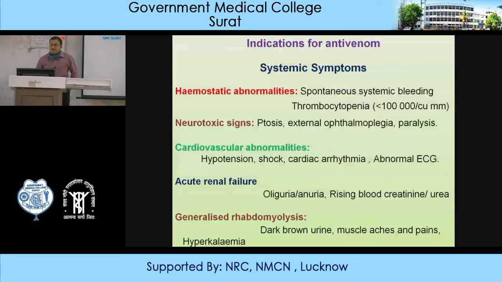Now, indications for antivenom, that is, how to decide whether antivenom is required or not. Hemostatic abnormality, spontaneous systemic bleeding, thrombocytopenia; neurotoxic signs, ptosis, external ophthalmoplegia, paralysis; cardiovascular abnormality, hypotension, shock, cardiac arrhythmia, abnormal ECG; acute renal failure, oliguria, anuria; generalized rhabdomyolysis, dark brown urine, muscle ache, pain. These are the indications for introduction of antivenom.